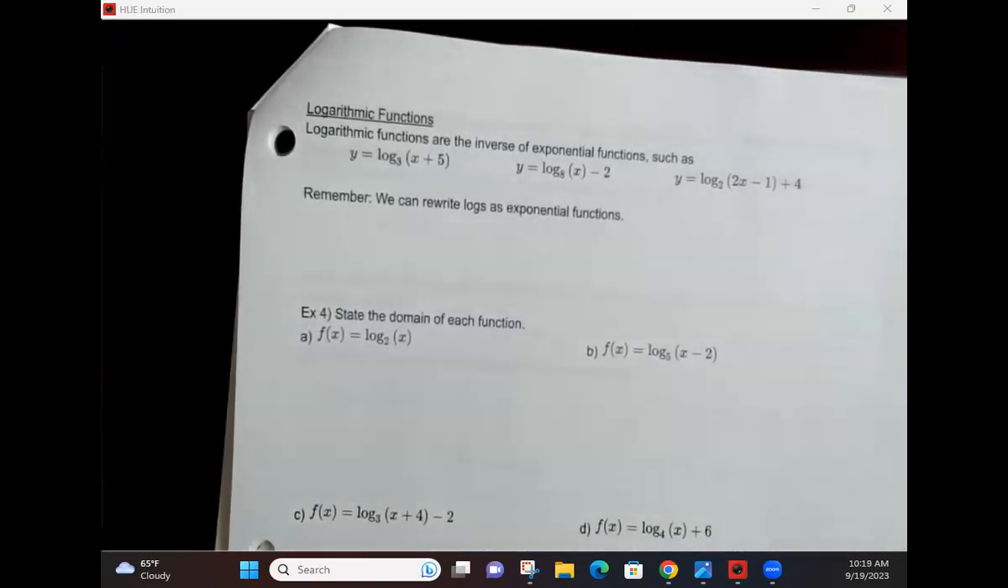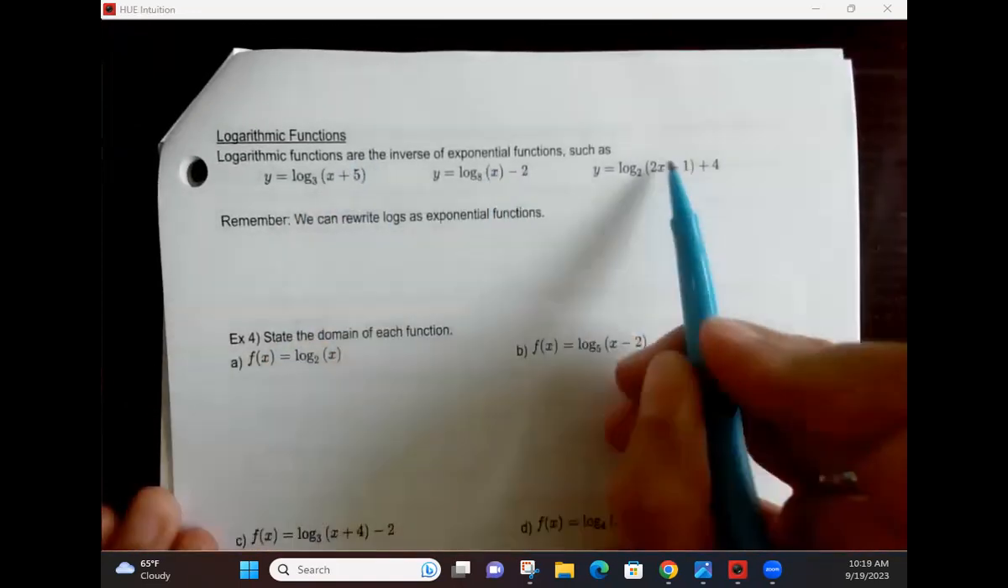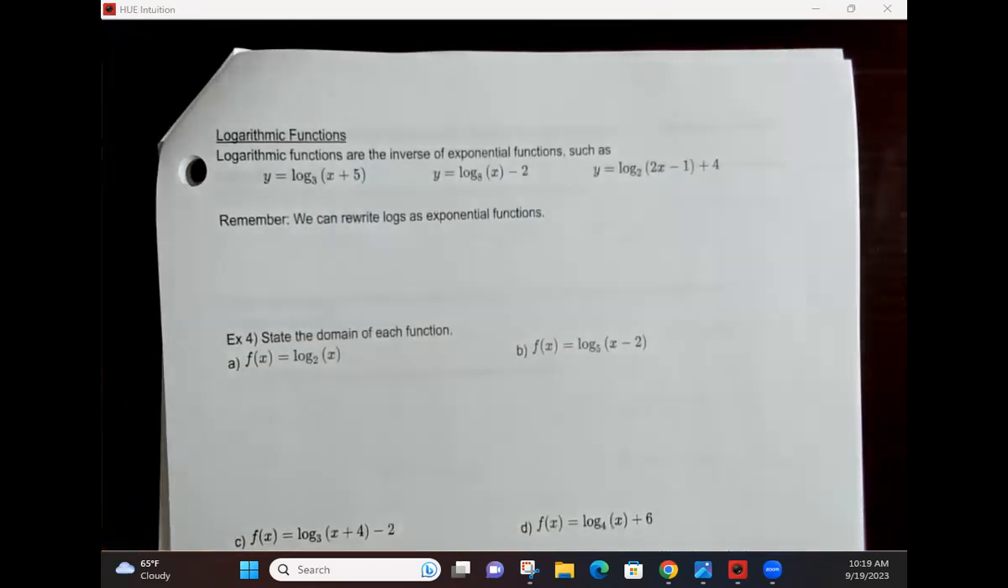And now let's talk about logs. We saw logs in our last unit. We're going to see them again here. Logs relate to exponential functions, right? They're the inverse of our exponential functions. They look like this. We can have a lot of stuff going on in the argument. We can have numbers that we're adding or subtracting after the argument. That's fine. But we're looking at something where our variable is in the argument of our log.